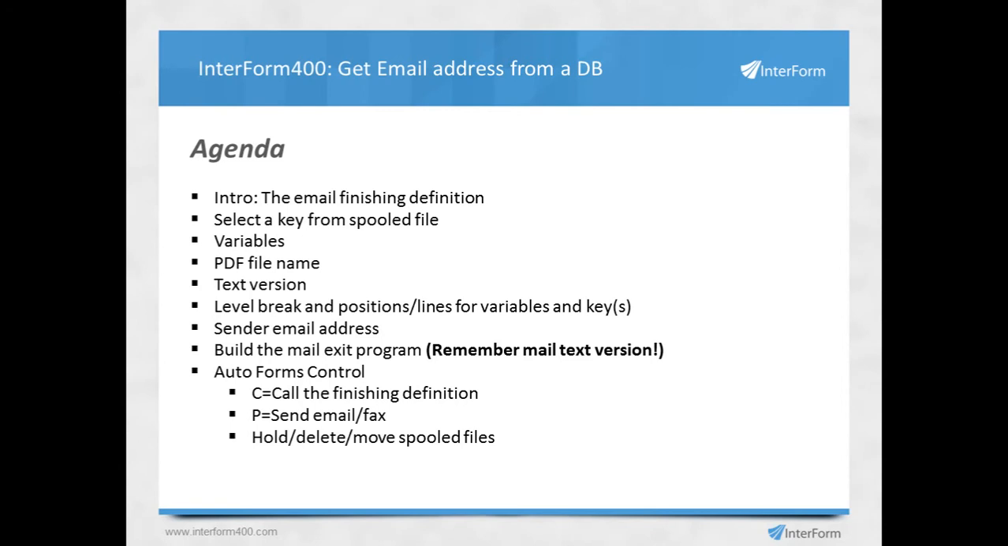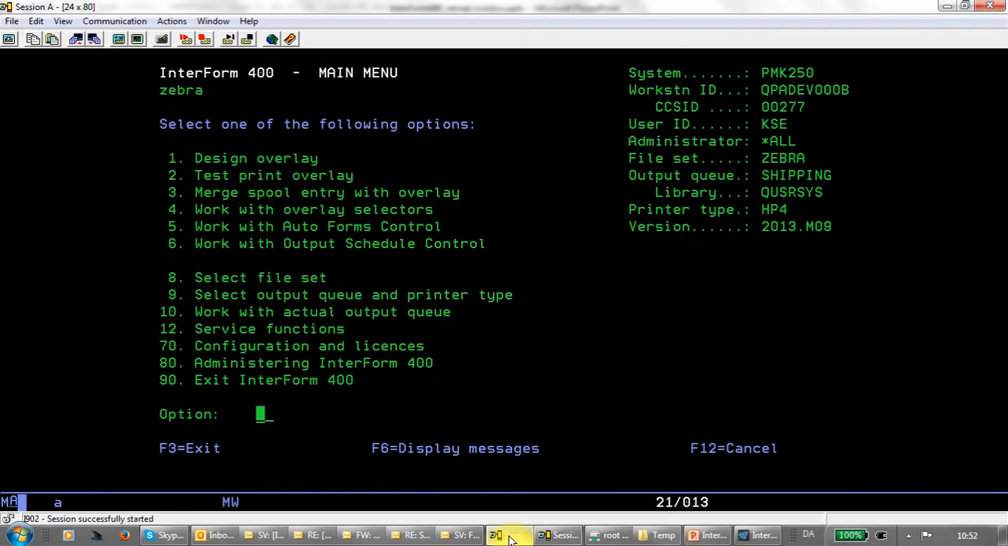We need to define, of course, the email address of the sender. In order to get the email address, we need to build up a small program, and I'll show you how to do that. Finally, we need to put it into production, so I'll show you how to put this procedure into AutoForm's control and what the individual parts are.